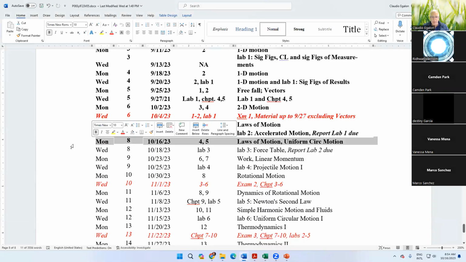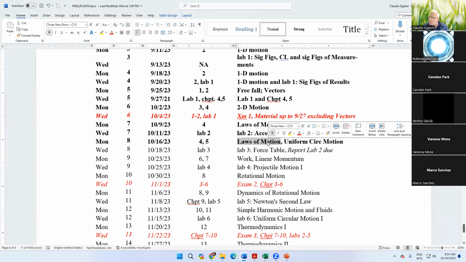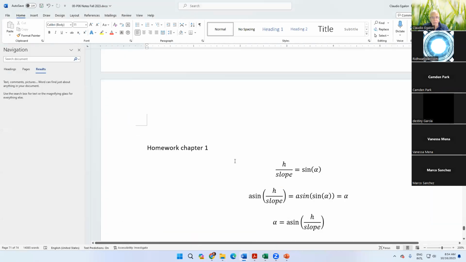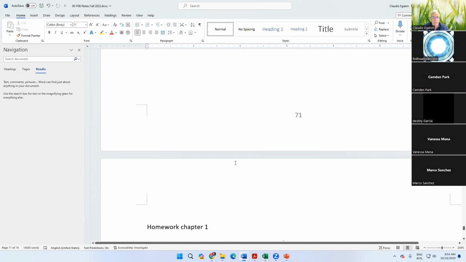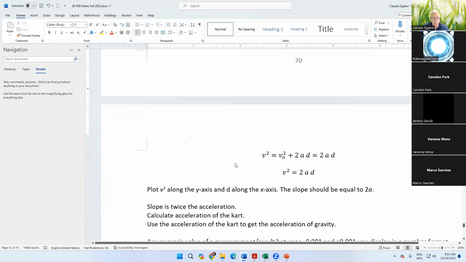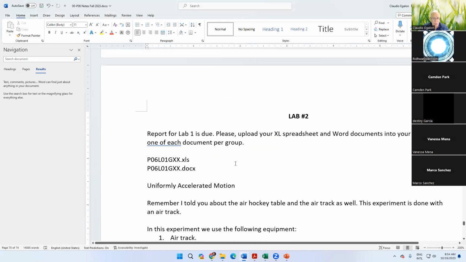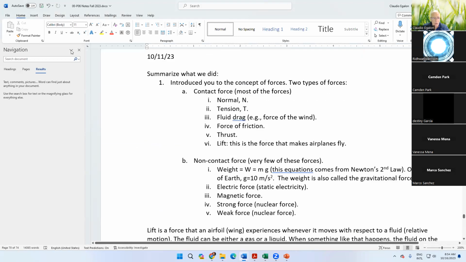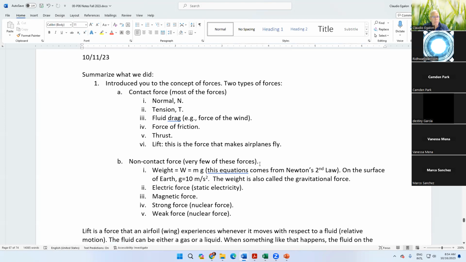Okay, Monday, 16th of October, laws of motion. We're still here at laws of motion, and then we're going to have uniform circular motion. And the last thing that we did was lab 2, and at the beginning of lab 2 we covered forces.